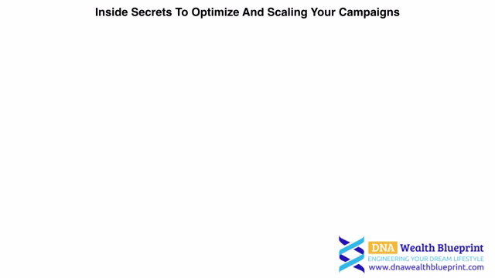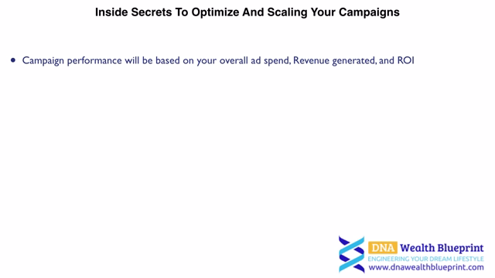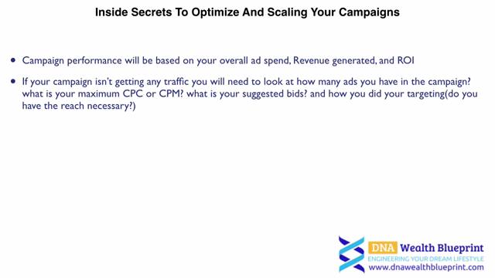What we're going to be going over today is the secrets to optimizing and scaling your particular campaigns. And how this works is your campaign performance will be based on your overall ad spend, your revenue generated, and your ROI, because that's really what you need to focus on when you're looking at optimizing and scaling your particular campaigns.